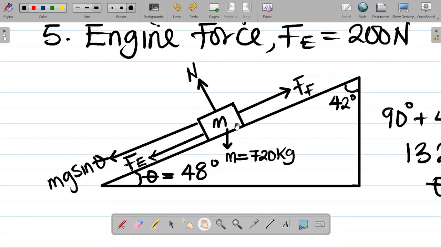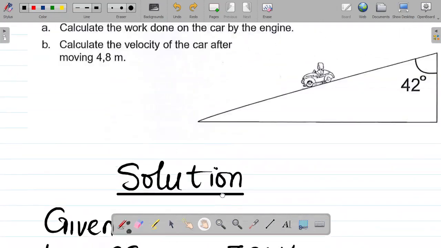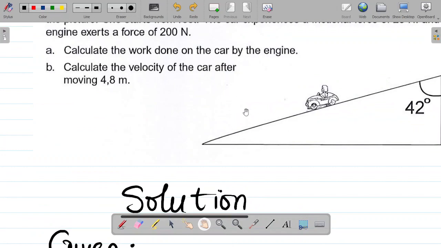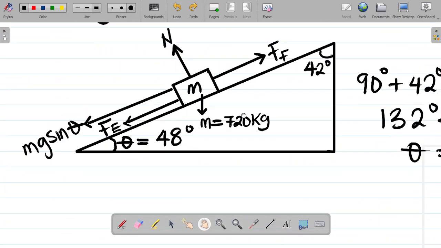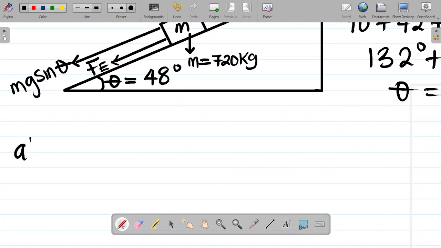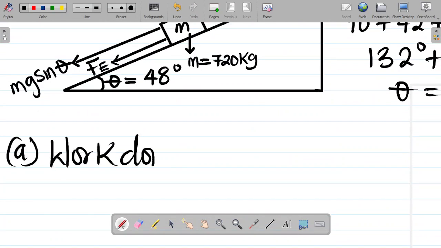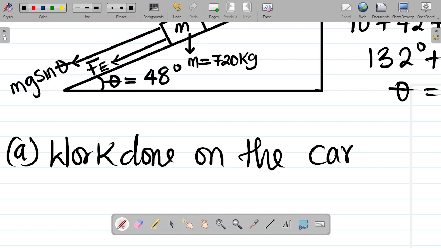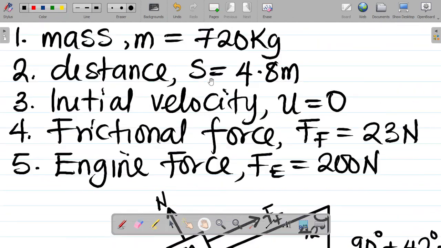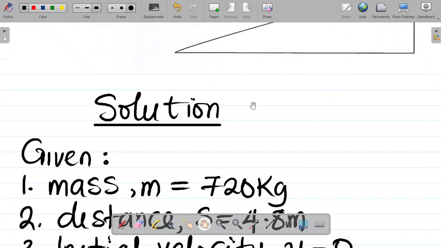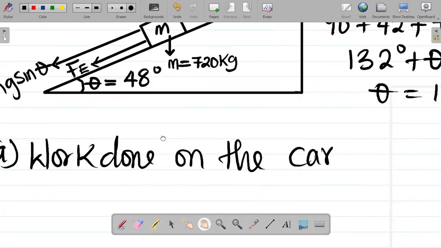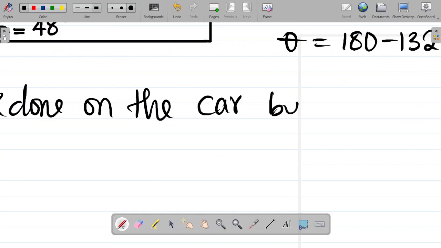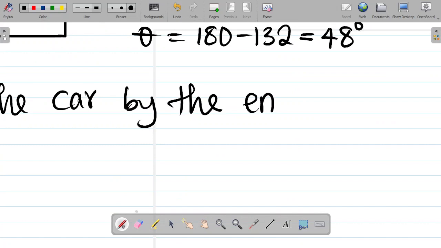So having got this here, what's the A part there? The A part says calculate the work done on the car by the engine. So A: work done on the car by the engine.